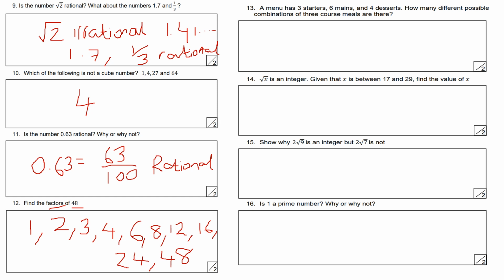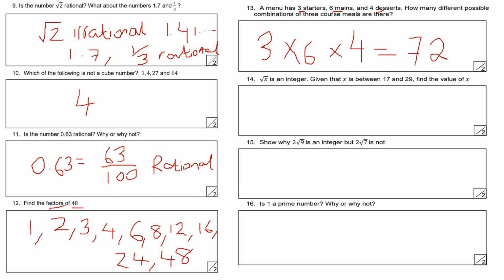Question number 13. A menu has 3 starters, 6 mains, and 4 desserts. How many different possible combinations of the 3-course meals are there? Well, that would be 3 times 6 times 4. Okay, working this out. 3 6s is going to be 18. 18 times 4 is going to be 72.